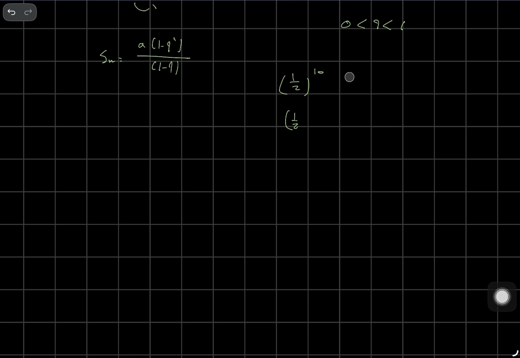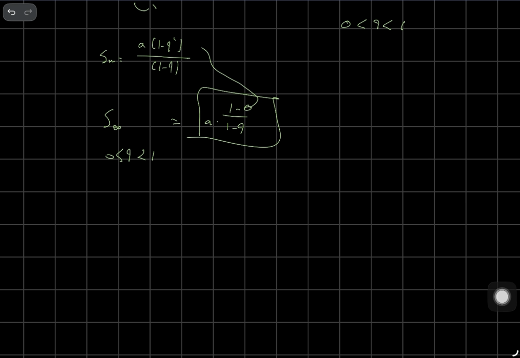So if n is infinity, knowing that q is between 0 and 1, S will be equal to a times (1 minus 0) over (1 minus q). And that's it. The 0 is there because, as I said, this is q^n and it will be equal to 0.